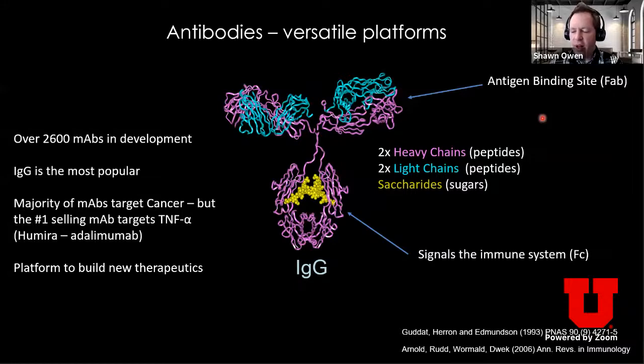So this is where I'll end. I think that what I wanted to really convey is that these antibodies are a really versatile platform. There's tons of them. There's almost 3,000 different mAbs that are in development right now. IgG is popular.